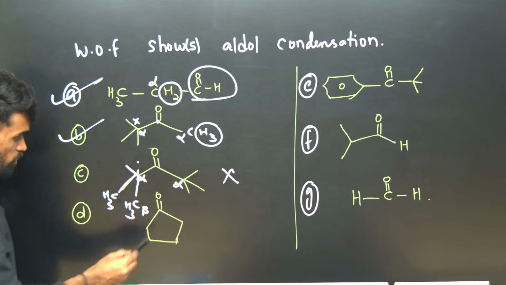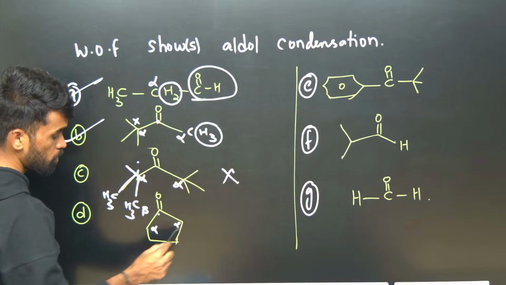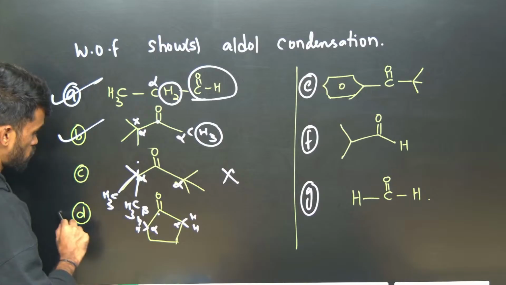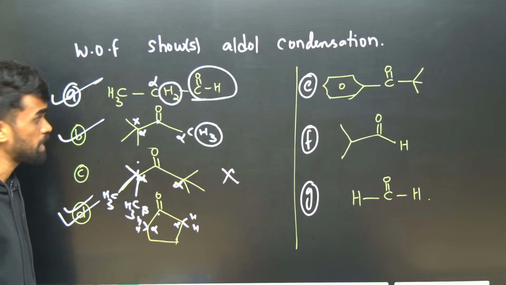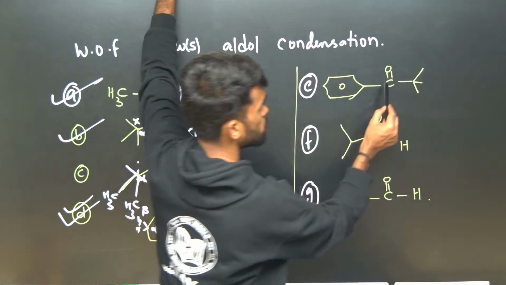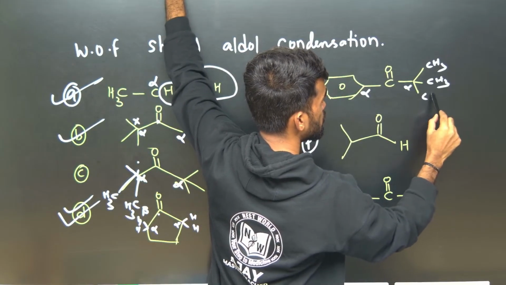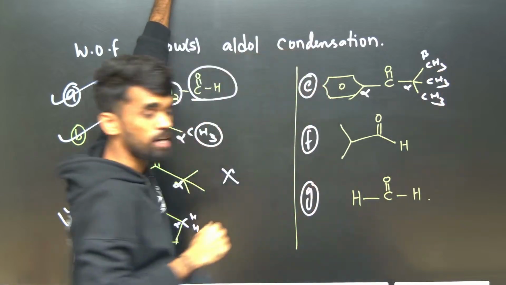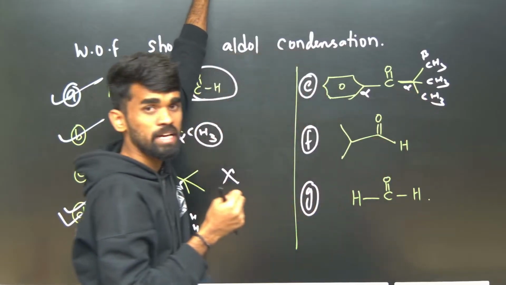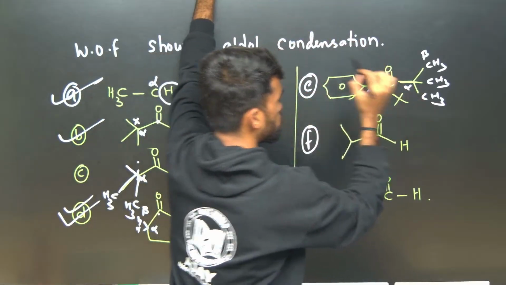C won't show. And what about D? Yes, these are the two alpha positions to this carbonyl group. So we have alpha hydrogens here, 2 here and 2 here, so it will show aldol condensation, right? So A, B, D will show aldol condensation. What about this? To this carbon, alpha, alpha, we do not have alpha position hydrogens, but we have beta hydrogens, but there is no use of beta hydrogens here. The primary criterion for aldol condensation is that we should have alpha hydrogens on the carbonyl group, but there is no alpha here, so it won't show the reaction.